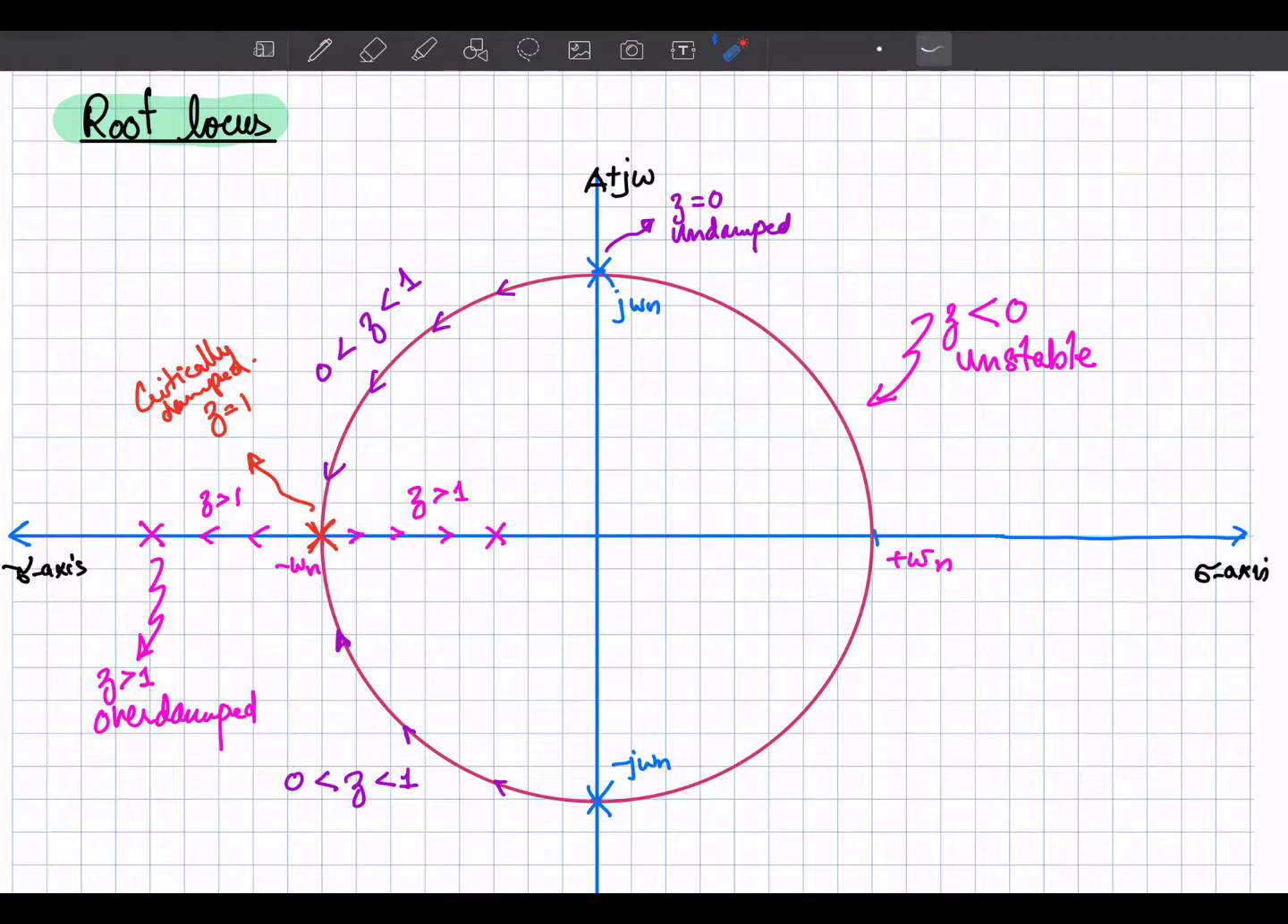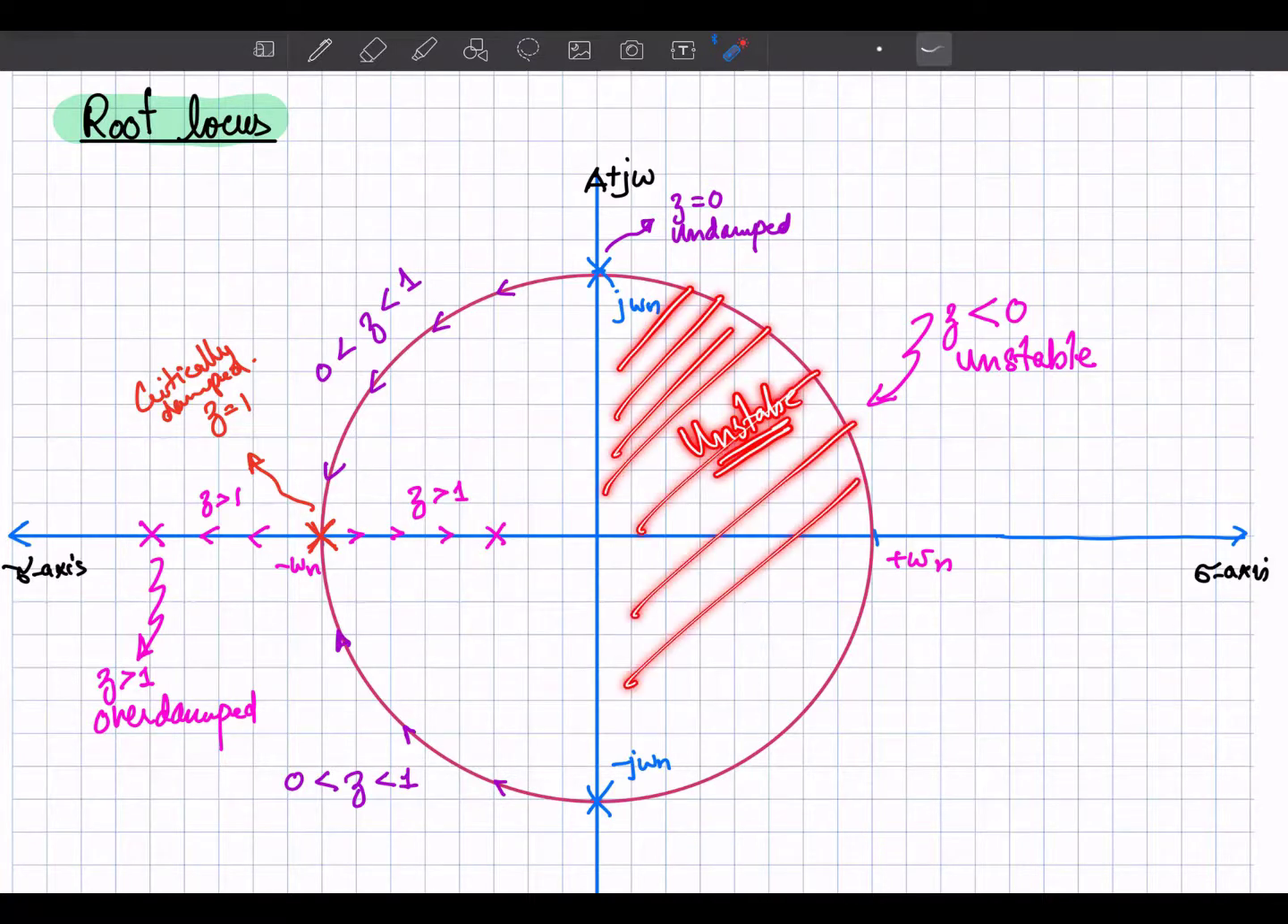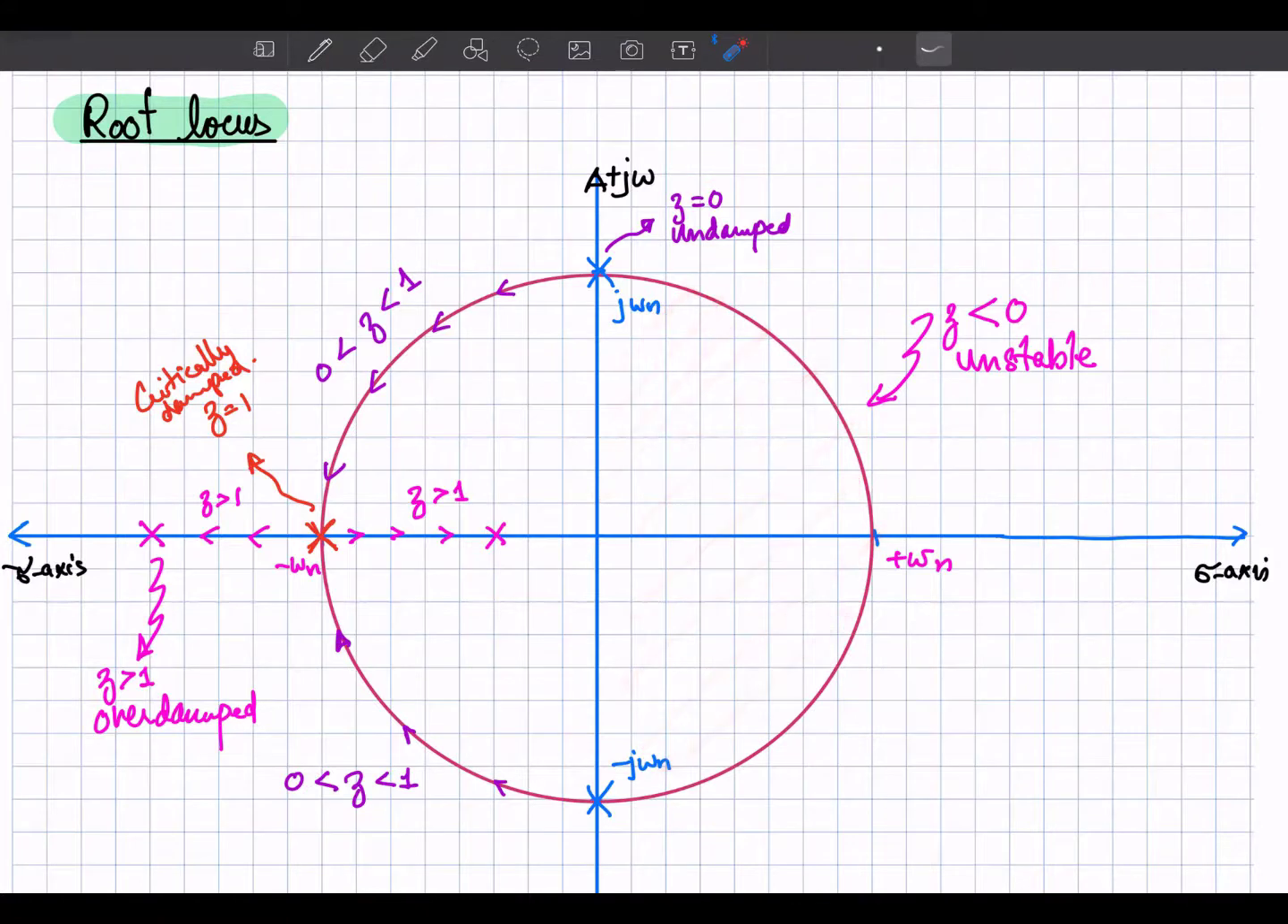If the zeta is less than 1, your poles will be taking this path and will be overlapping each other, and then one pole will move in this direction and one pole will move in this direction. But this is the unstable region, so I am not going to discuss it in more detail. Whenever your poles are in the right half plane, your system is unstable. So we are just going to look at the stable part, and that is the left half plane of this S plane. If your poles are in this left half plane, your system will be stable.